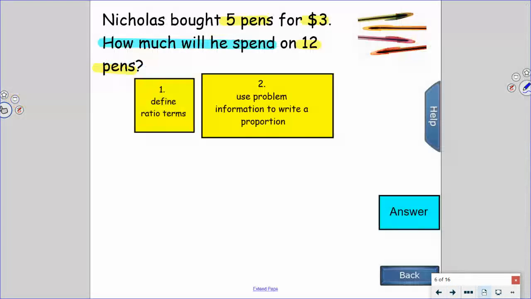If you'd like, you're welcome to pause, read on your own, but otherwise I'll read it with you. Nicholas bought 5 pens for $3. How much will he spend on 12 pens? Now, the first thing you want to do is define the ratio terms, and naturally, dollars depends on pens. You can't figure out how much he owes until you first know how many pens. So we're going to set up dollars to pens.